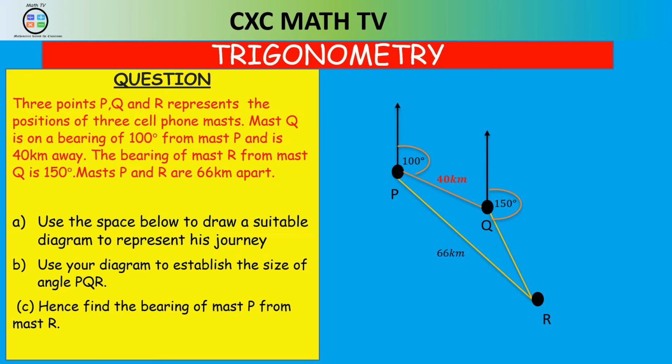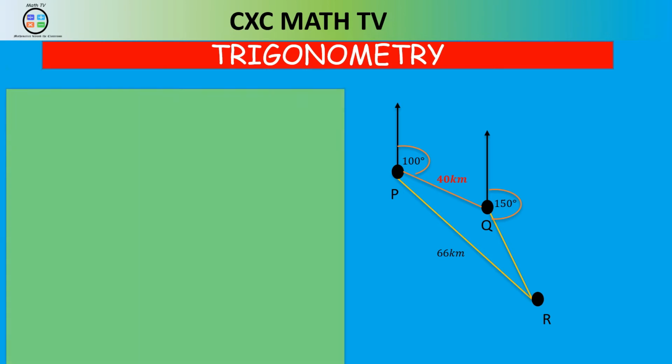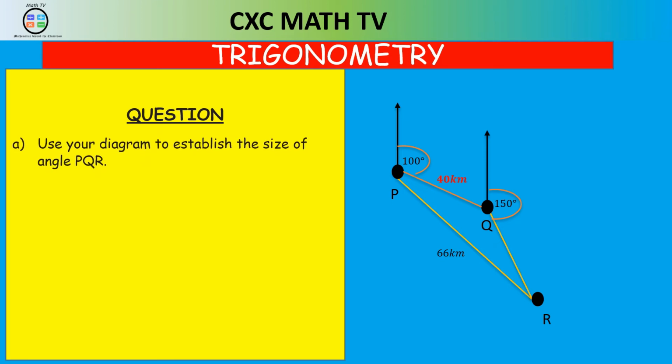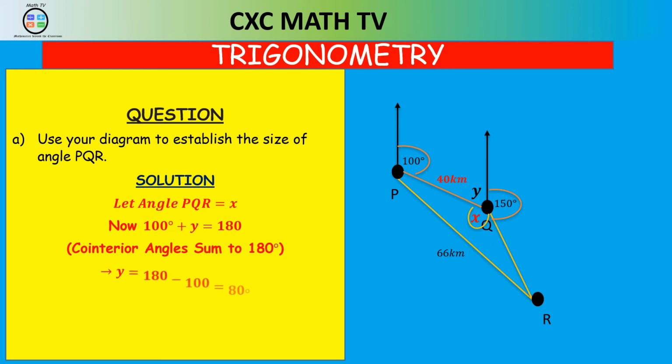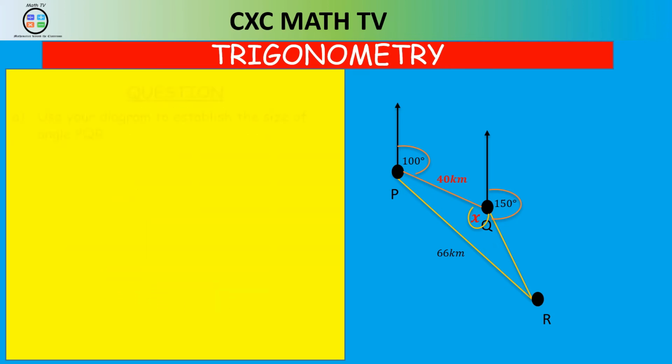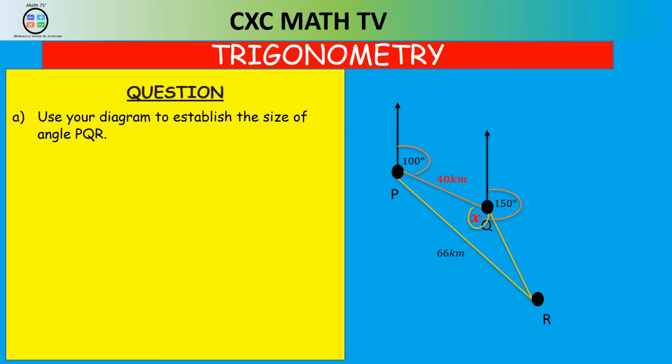Now that we've constructed our diagram, we need to work out the size of angle PQR. So let's call angle PQR X. And also, there's another angle at the point Q, right? So that angle right there, let's call that angle Y. Now what do we know about Y? We know that co-interior angles sum to 180, and so 100 plus Y would be 180. And when we transpose it, that would give us that Y is 80 degrees. Cool. So we can change that to 80 degrees.